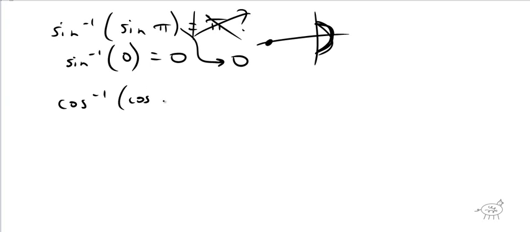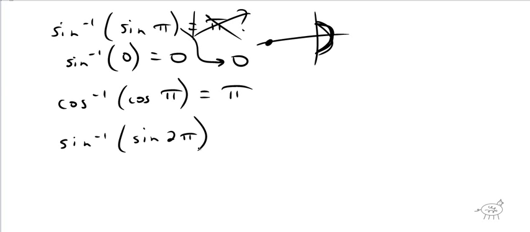Inverse cosine of the cosine of pi. Is that in range? Yep. From 0 to pi. So we're good to go. How about this one? Inverse sine of the sine of 2 pi. In range? No. But, can I just do coterminal? Can I write that as a sine of 0?